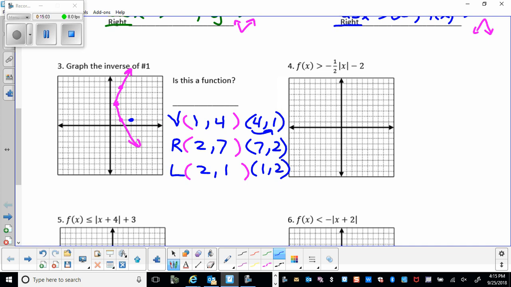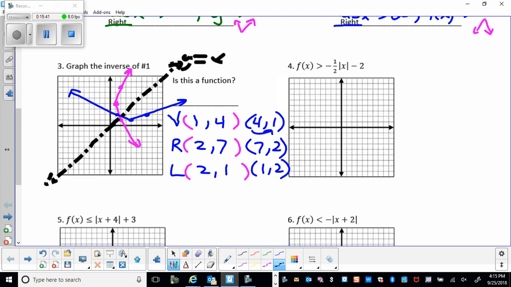All right, and then it went like that, and like that. So the original one opened up, and then the other one, if you flip them over, if you go over this line, y equals x, if you reflect over the line y equals x, you get the inverse.